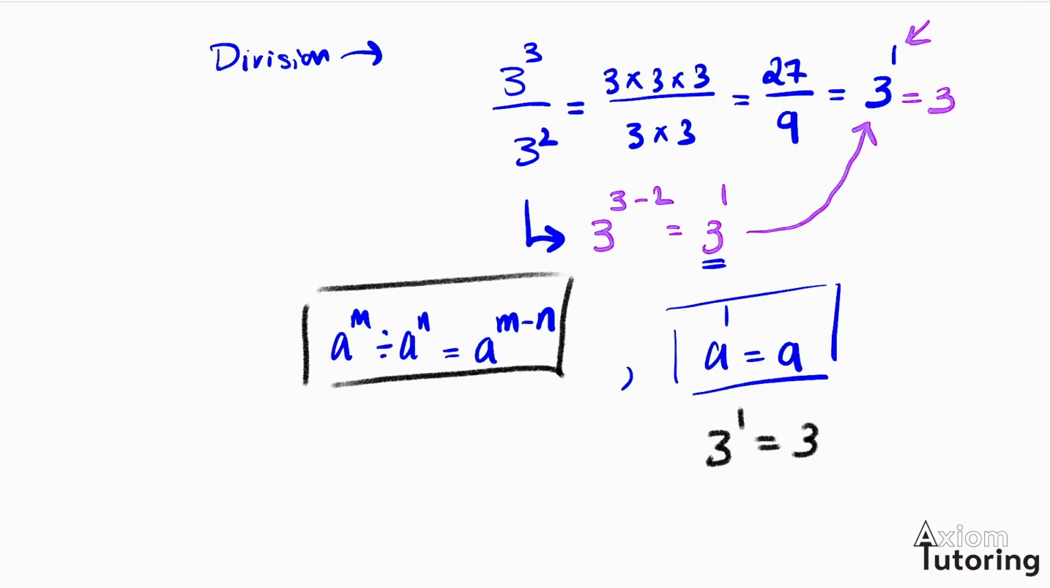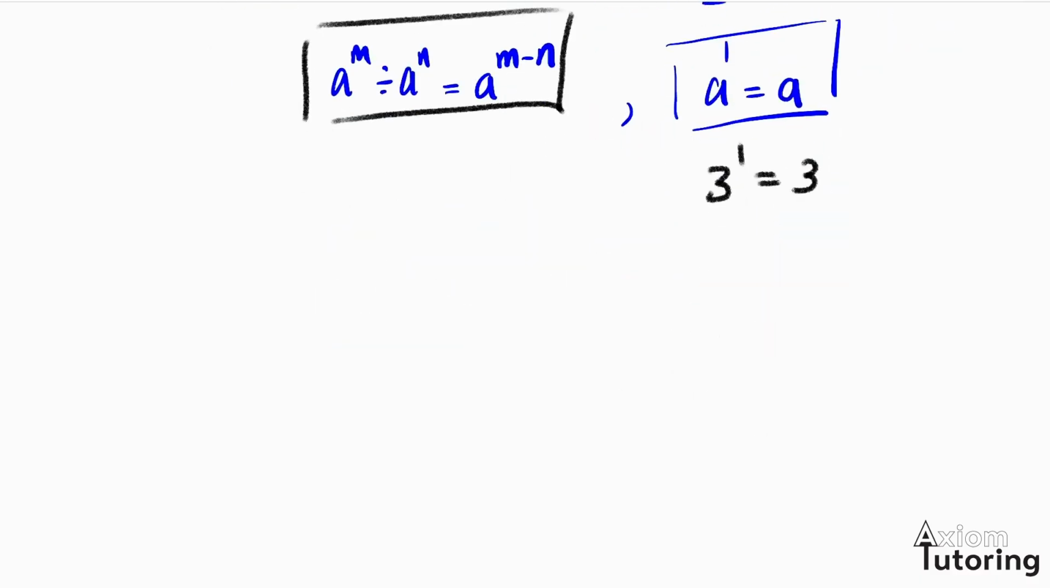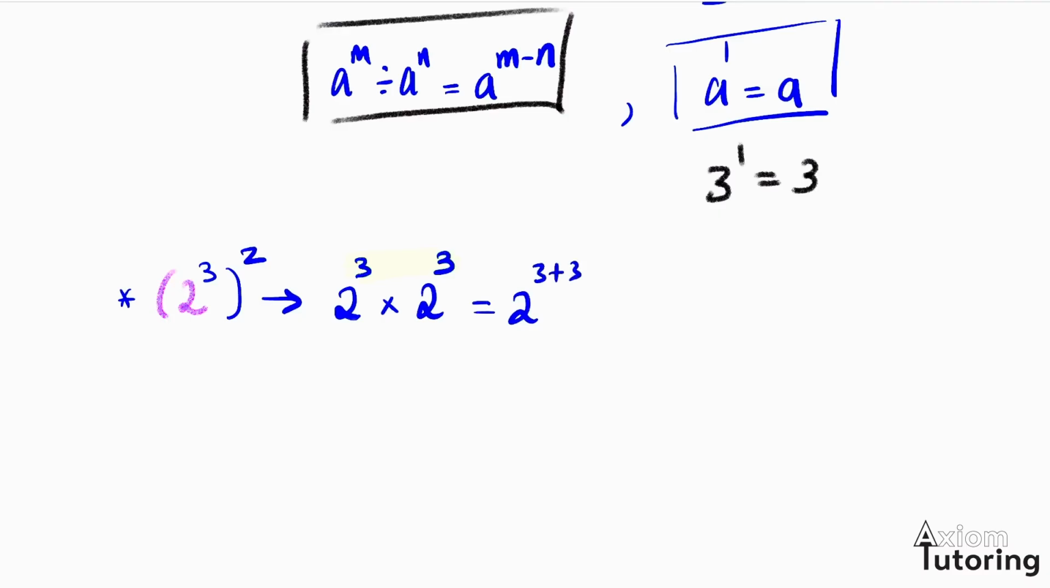What if we were to do a power raised to another power? 2 cubed squared, or raised to the power of 2. Well, anything to the power of 2 is that number multiplied by itself. And we have a rule for this. When we multiply powers, we add their exponents. That gives us 2 to the 3 plus 3, which is 2 to the 6.